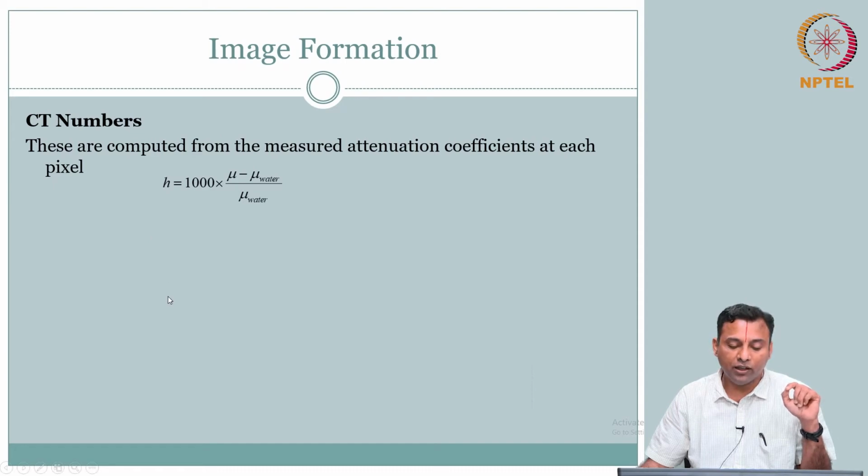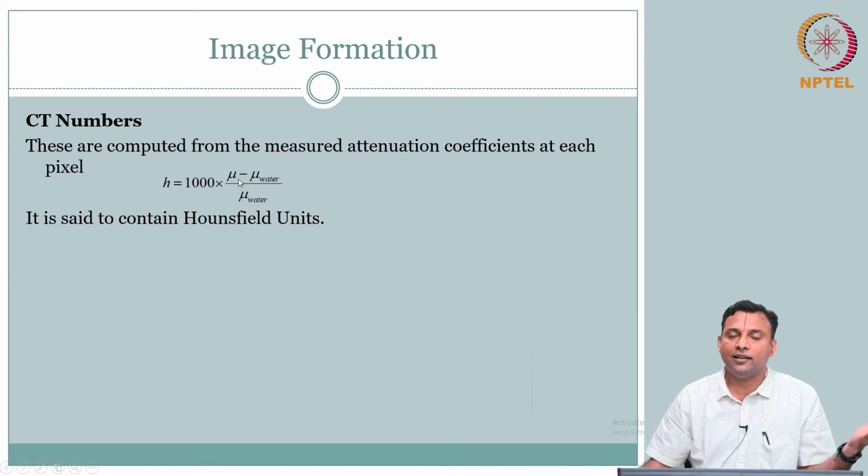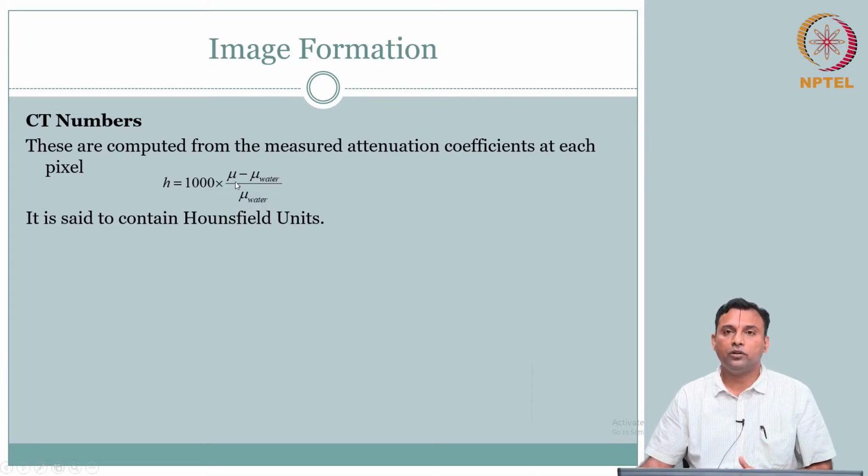Now, what is the other, air for example. If you have air, air does not attenuate, or its attenuation is insignificant compared to mu water. So this can be ignored, and you will get minus mu water by mu water, so minus 1000. So if it is air, the attenuation is less than water. How much less? It is pushed to minus 1000.